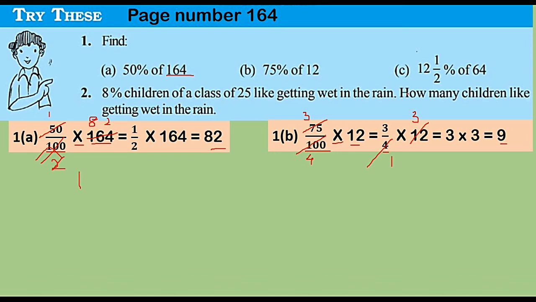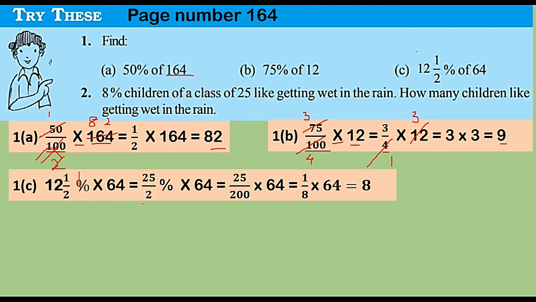Question number 1C. 12 1 upon 2%. So 12 1 upon 2 is a mixed fraction. I will convert it to improper. It will be 12 2s are 24 plus 1, 25 upon 2. So 25 upon 2% means if I remove this percent symbol, I will get it multiplied by 100. So 2 multiplied by 100 will give you 200. Cut it, 25 one time, 25 8 times, and you will get 64 upon 8, that is 8.